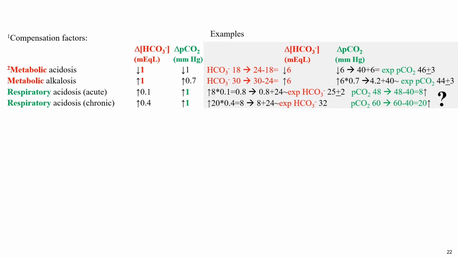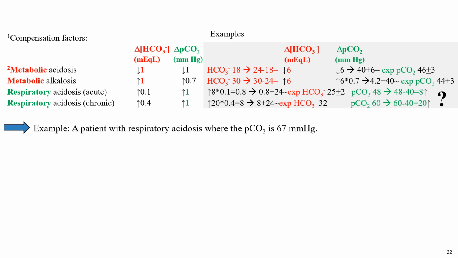How do we determine if there is another acid-base process in addition to a primary respiratory acidosis? We first calculate the expected serum bicarbonate for both acute and chronic respiratory acidosis, then compare it to the actual serum bicarbonate. Example, a patient with respiratory acidosis where the PCO2 is 67.